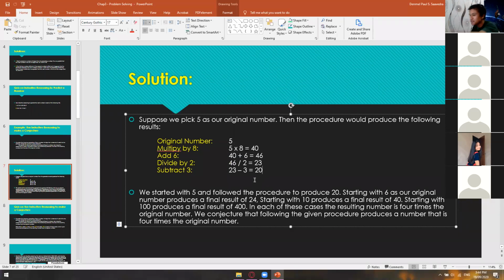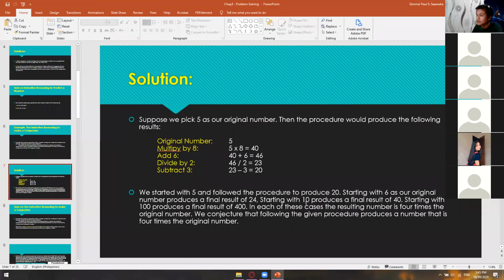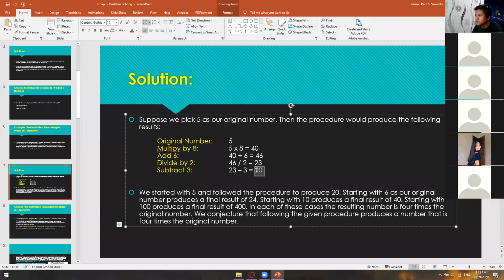And then, after this explanation, we have a conclusion. Wherein, if we started with 5, your answer or the final result after you do the 5 steps will be 20, which is this one. And then, there should have been one more here, but I think I didn't include it. Why didn't I include it? I know there was one. Anyway, there should be one more here, which is 6 as our original number. So there should also be a solution for this. And then, the answer you will get is 24.